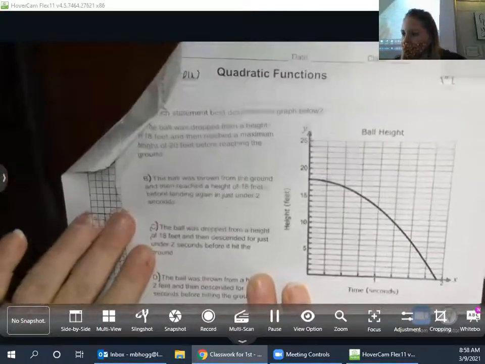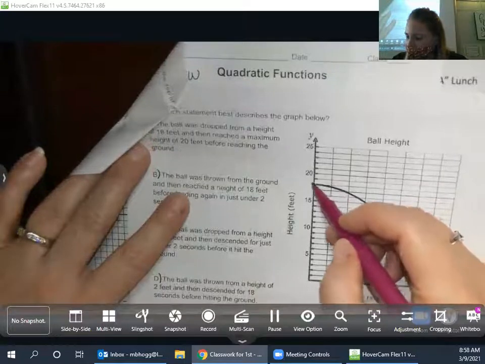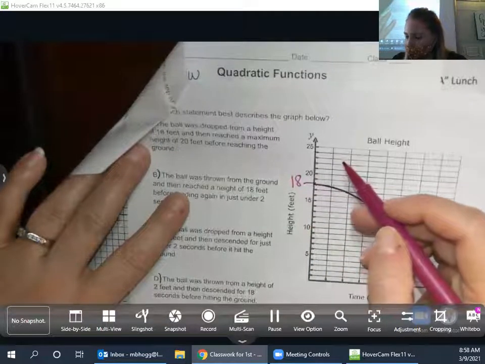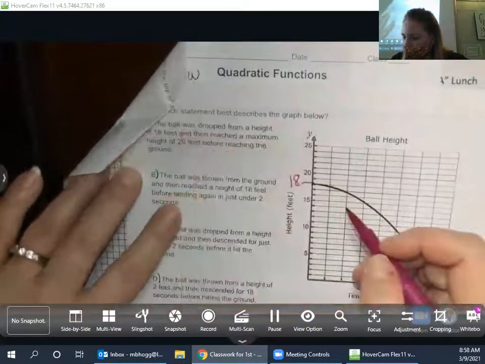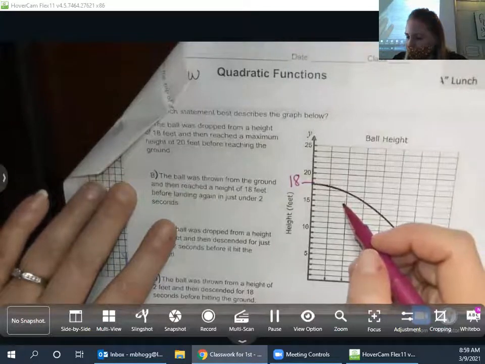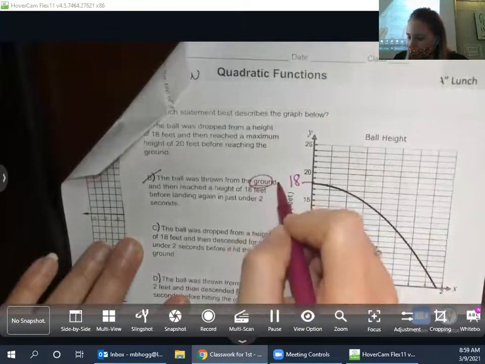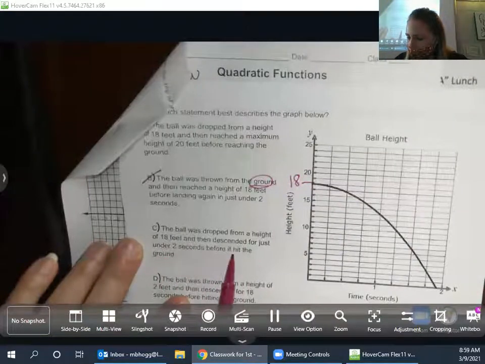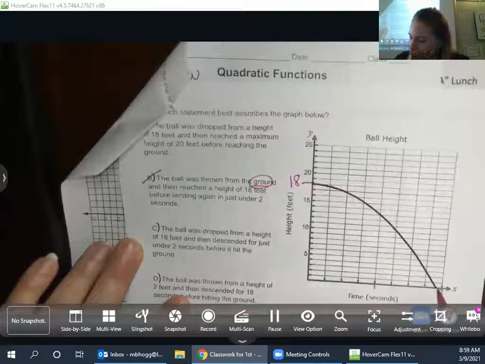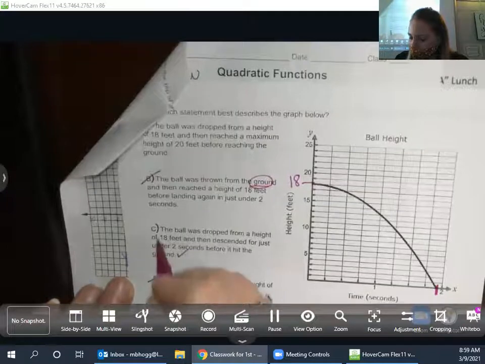Which statement best describes the graph below? The ball was dropped from a height of 18 feet. This is 18. Going by ones. And then reached a maximum height of 20 feet. No, it never went higher. The ball was thrown from the ground. Nope, was not thrown from the ground because it was thrown from 18 feet. The ball was dropped from a height of 18 feet, yes, and descended for just under 2 seconds before it hit the ground. Yes, just under 2 seconds. Maybe. The ball was thrown from a height of 2 feet. Nope, so it's C.